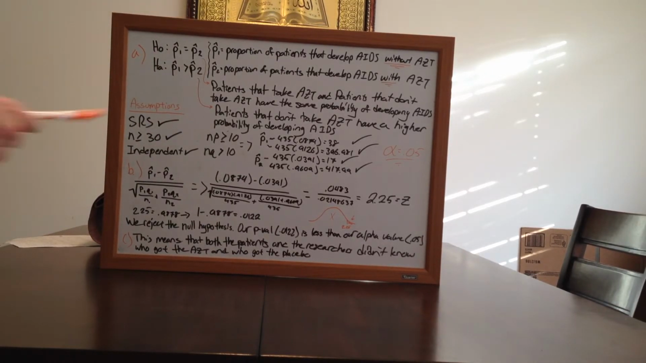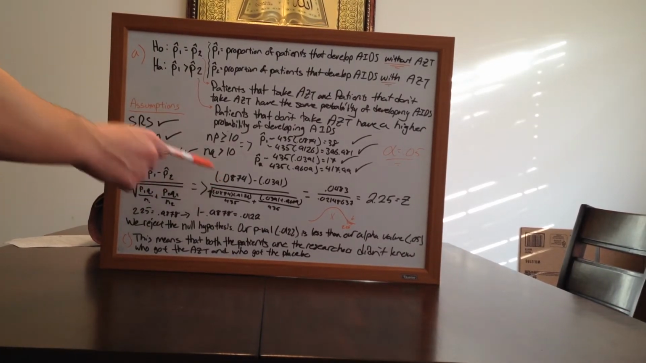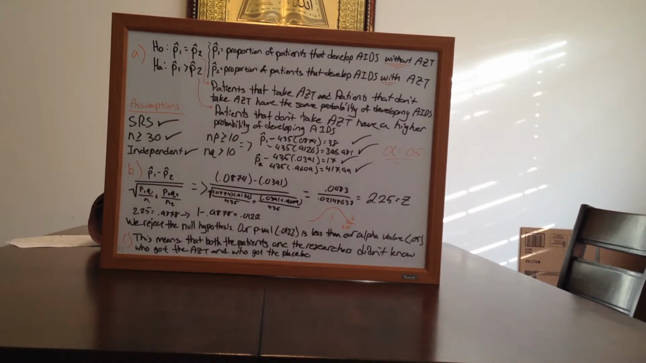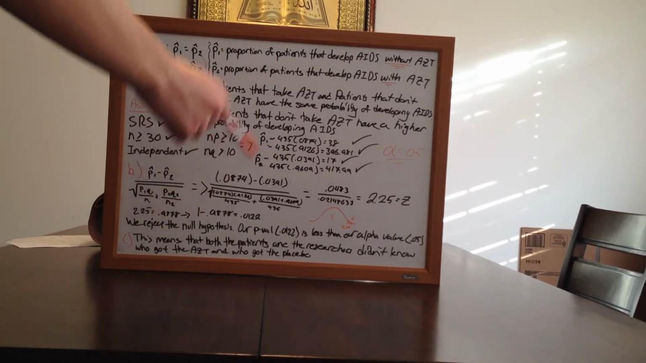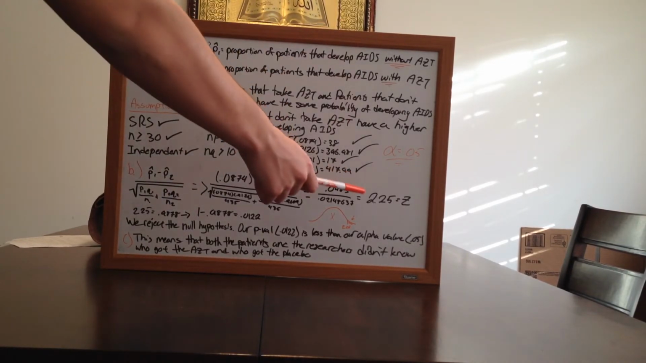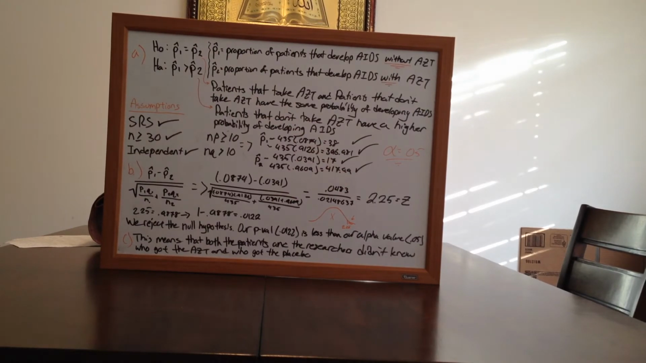So when we plug in our values, I got the p-hats by dividing the number of people that developed AIDS by the sample size, which is 435. So after you plug those into your formula, you get a z-score of 2.25. So this z-score doesn't really mean anything until you look at the z-score chart.